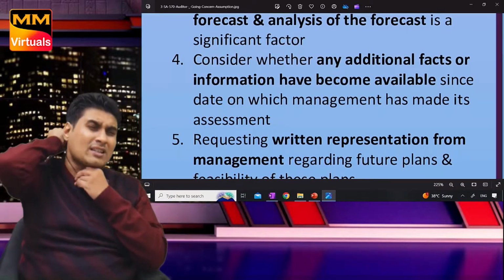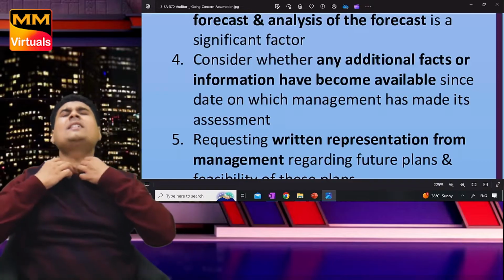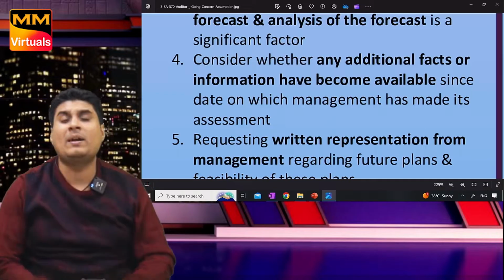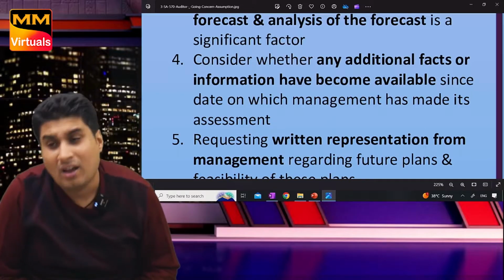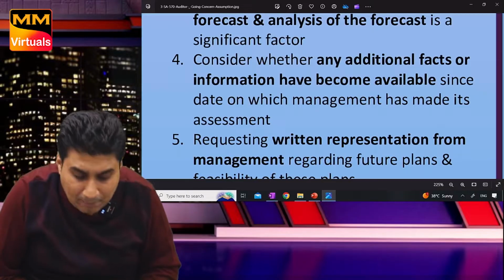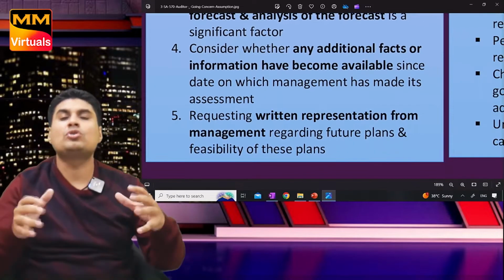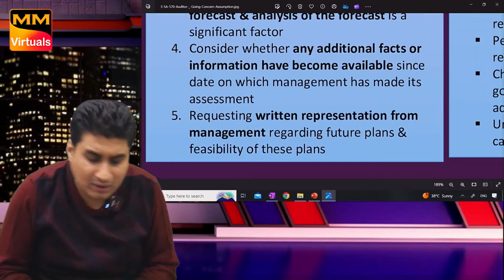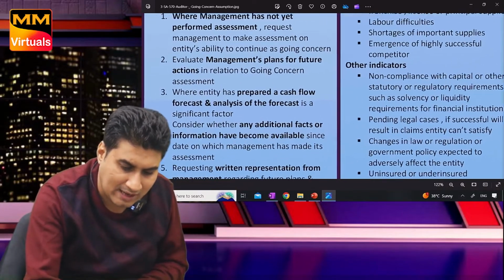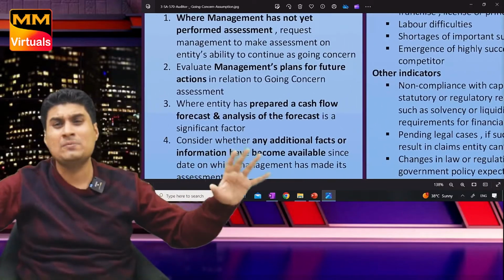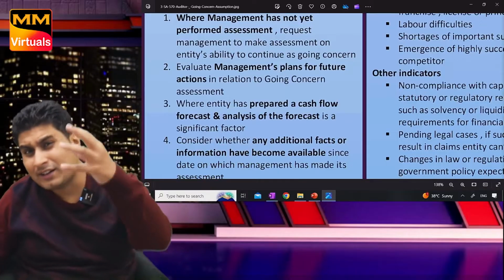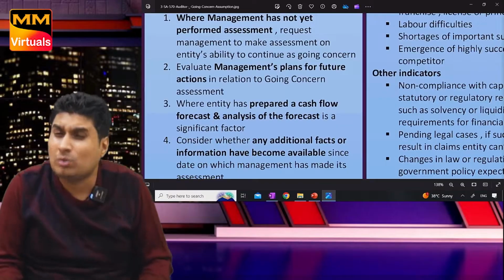Last, request a WR from management, a written representation from management regarding the plans and the feasibility of the plan and future plan. Regarding the future plan and feasibility of the plan. Very simple. We have to learn anyhow. Last time I am speaking. Very simple. Imagine you are the auditor, only then you can learn. If you try to memorize, it is not possible.